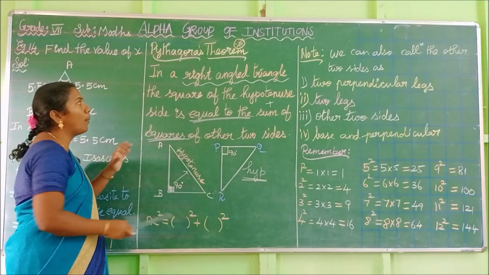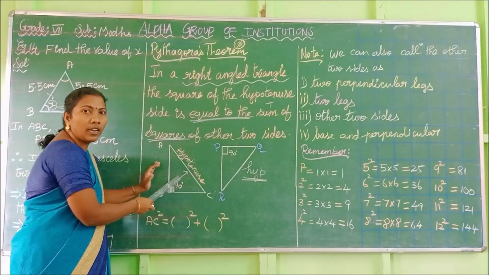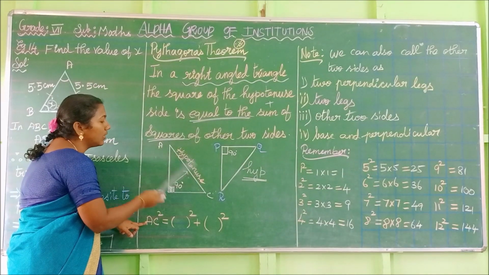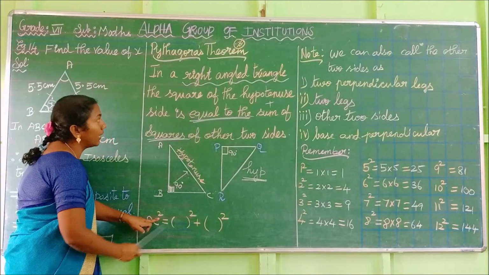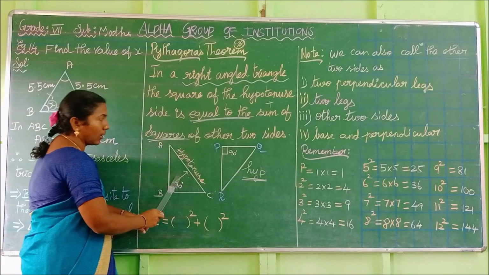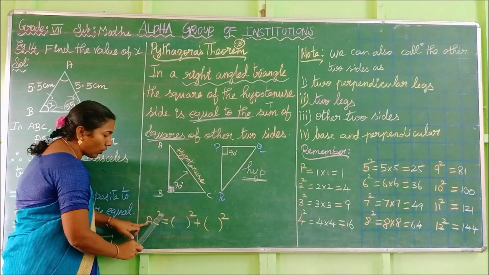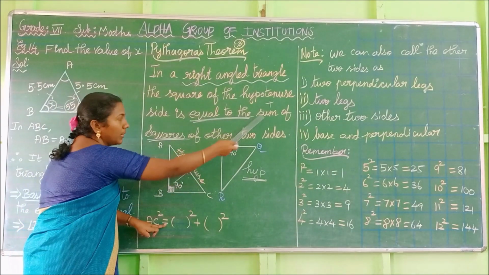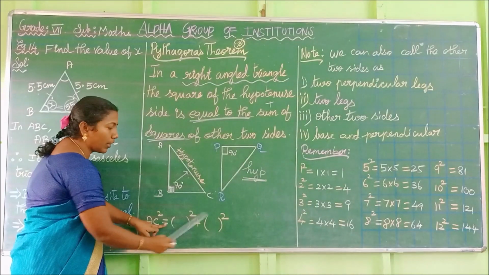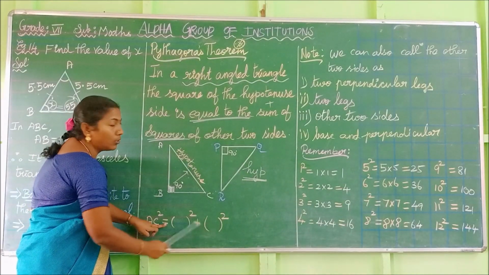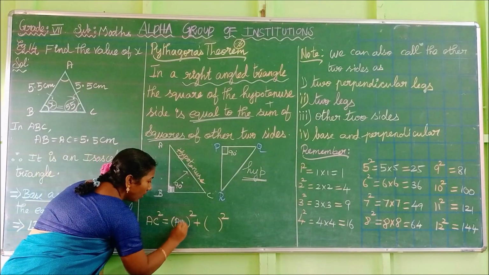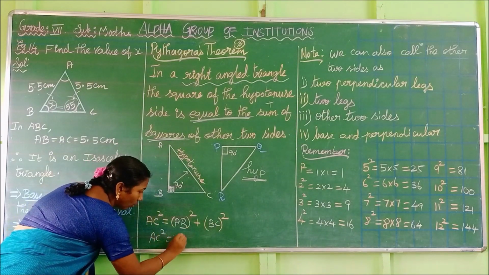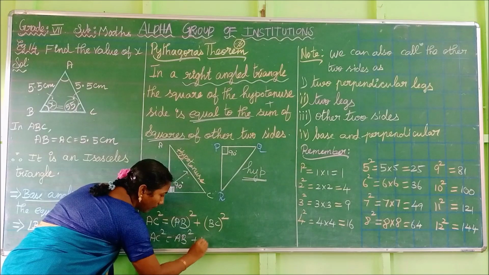Now we are going to apply this Pythagoras theorem on this triangle and derive its property. Okay, see here, this is the hypotenuse side. I am using its name, AC. AC square, as per this theorem, in a right angle triangle, the square of the hypotenuse is equal to the sum of, sum means plus, the squares of the other two sides. What are the other two sides? AB plus BC. Thus we can write AC square equal to AB square plus BC square.